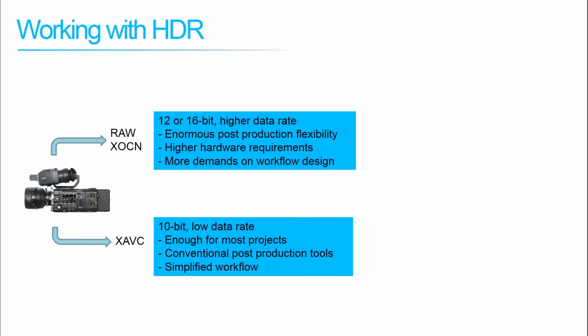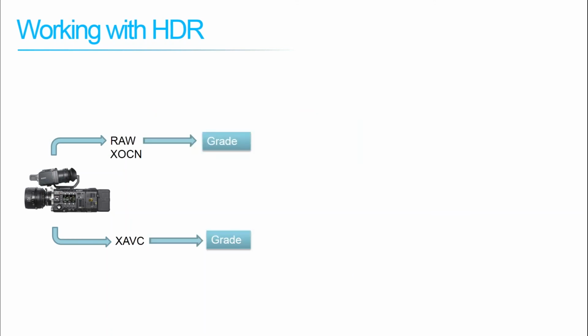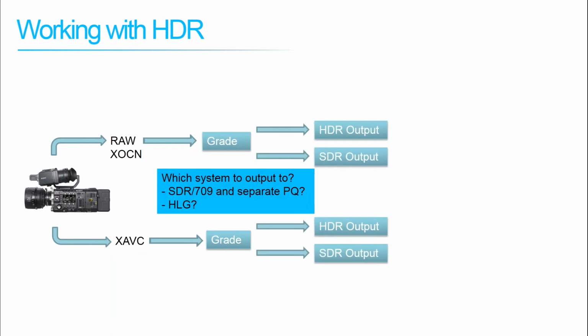So there's our grade, and then we've got to make the decision. Where are we going to? Are we outputting to SDR 709 and a separate PQ? If we're giving it to Netflix, we might well be, because Netflix, being an OTT provider, they don't need to launch a second channel, they can just have two copies. And if your TV says, hey Netflix, I'm an HDR TV, it'll get the HDR version. Likewise for SDR. If it's going to a traditional broadcaster, they might have more difficulty with that, and they might define HLG.